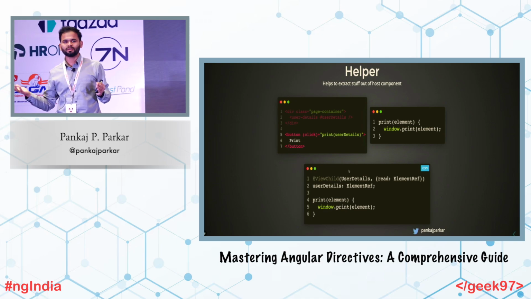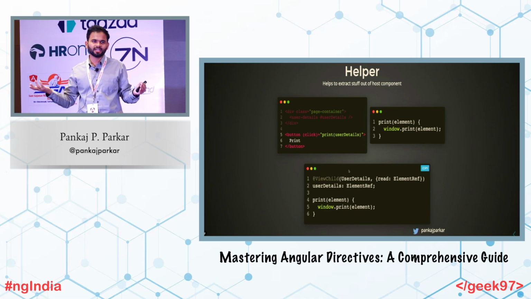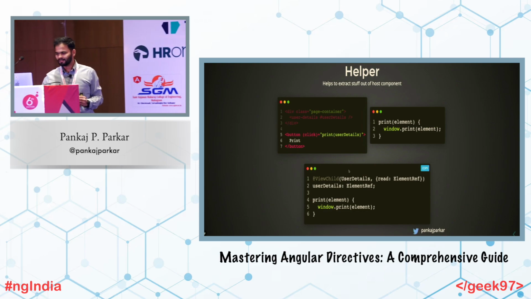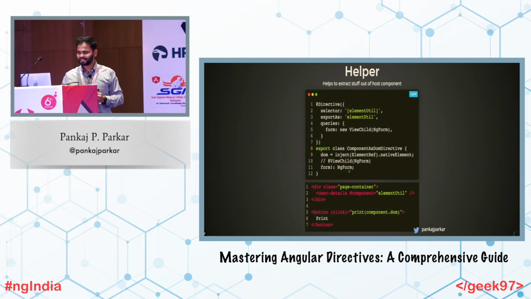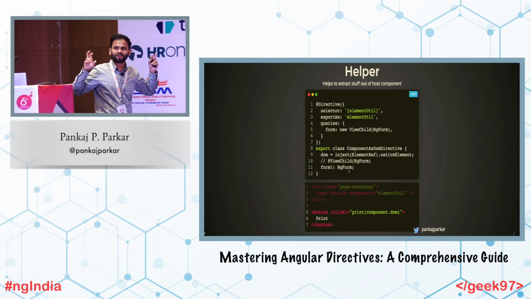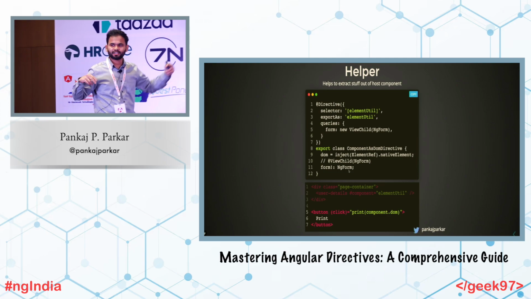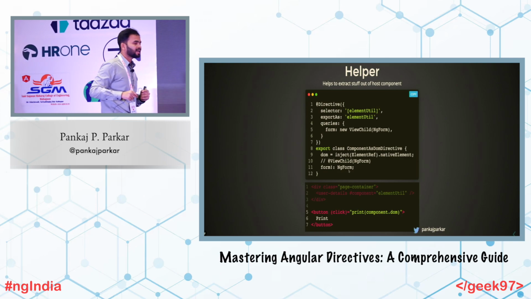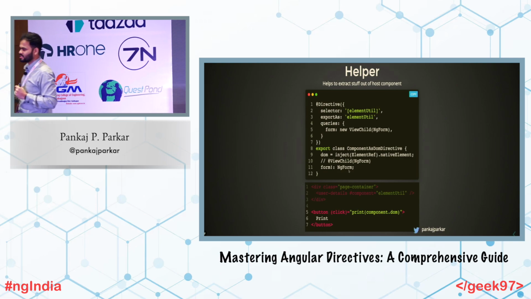And think about this: you have to do this on 20 different pages because print is a very common functionality in apps. Correct. So this is the helper directive that can help you. You can define a directive which uses exportAs, and along with that it uses something called queries. I wrote a query for ViewChild NgForm, and on line number 9 it has a dependency which is very simple.